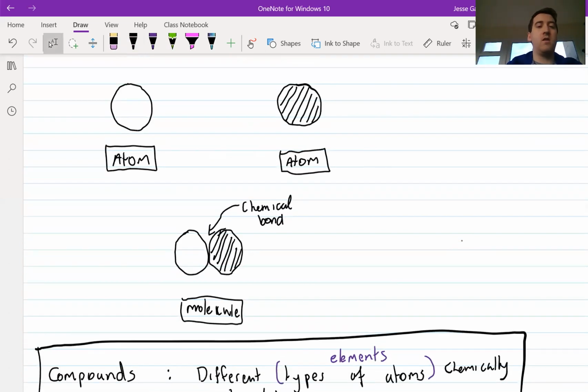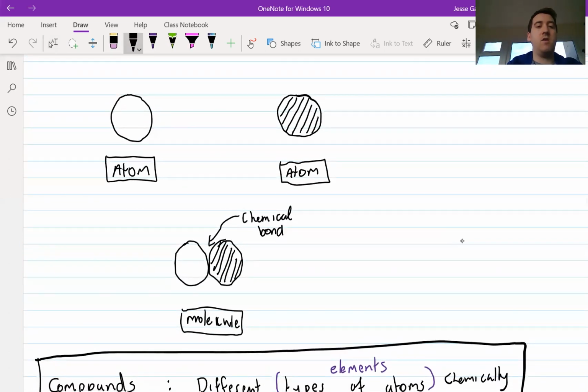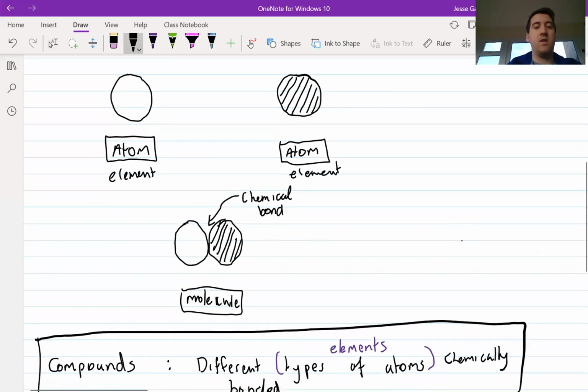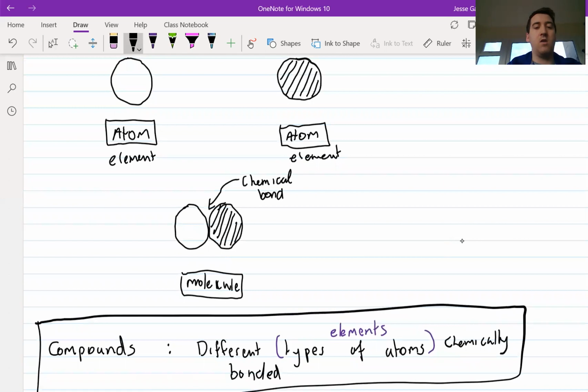So up here on the top, this is an atom of an element. This is an element because there's only one type of atom here. This is an atom of a different element. Together, they join together to make a molecule of a compound.